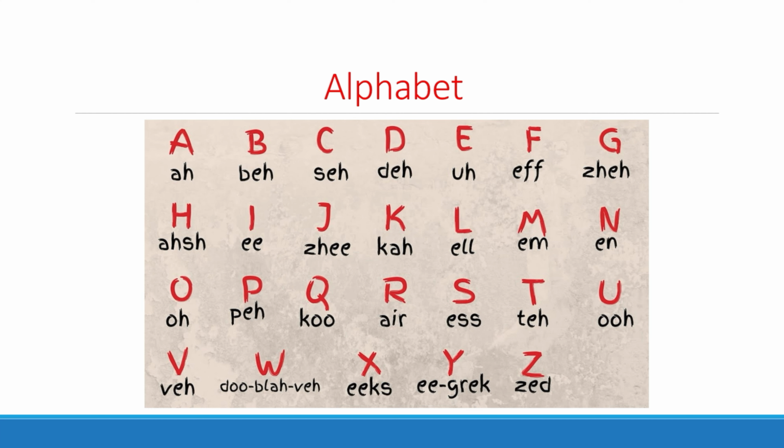So you might want to know how each consonant and each vowel sounds. A, B, C, D, E, F, G, H, I, J, K, L, M, N, O, P, Q, R, S, T, U, V, W, X, Y, Z. So this is the alphabet in French.